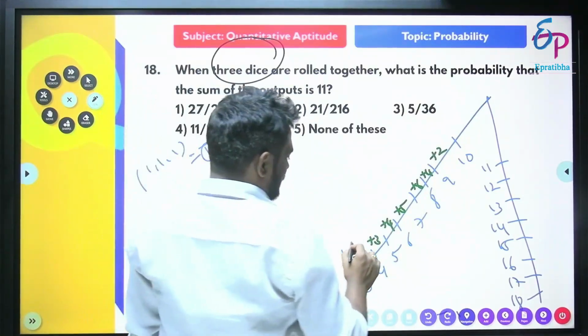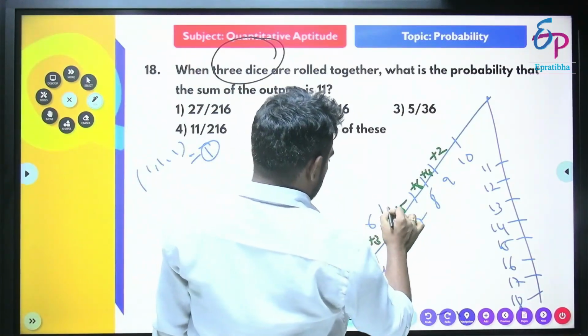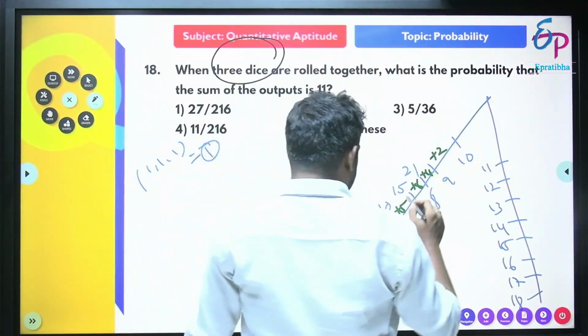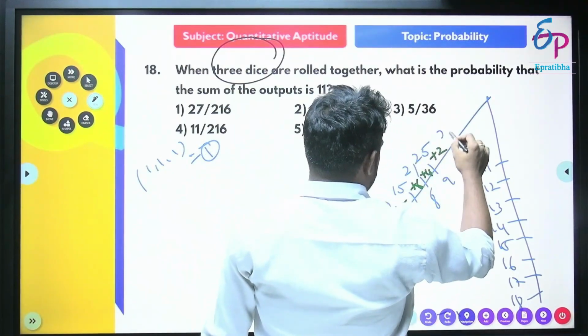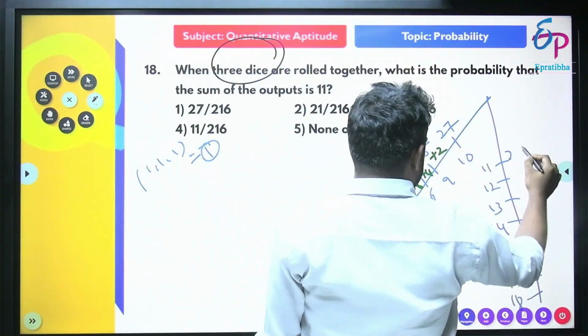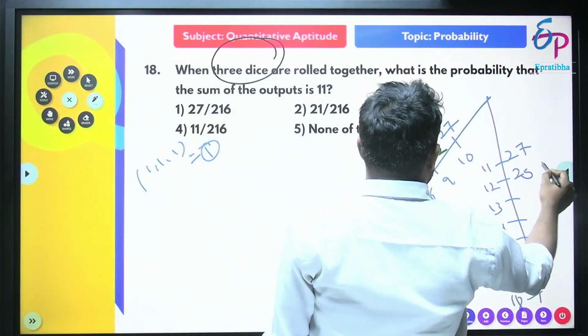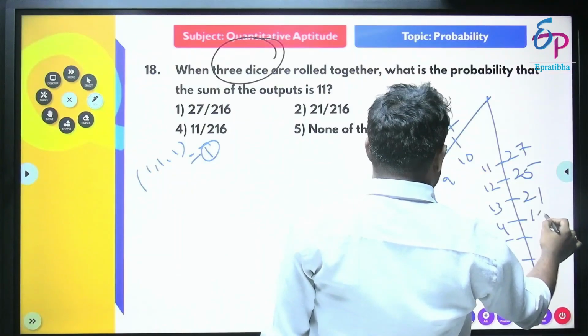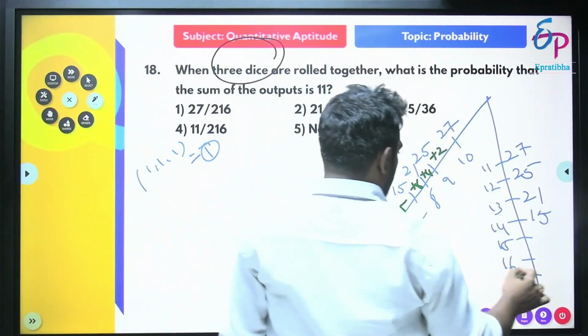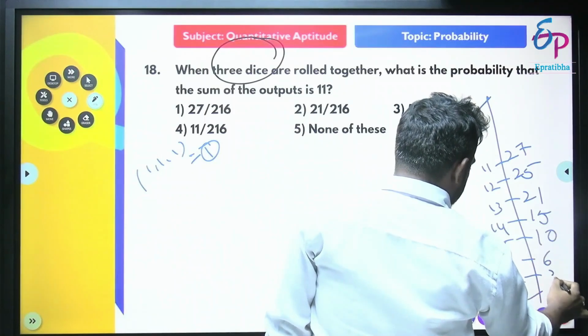1 plus 2 should be 3. 3 plus 6, 6 plus 4, 10, 10 plus 5, 15 plus 6, 21. 21 plus 4, 25, 25 plus 2, 27. 27, 25 and 21, 15. From here to here, I shall write over here 10, 6, 3, 1.